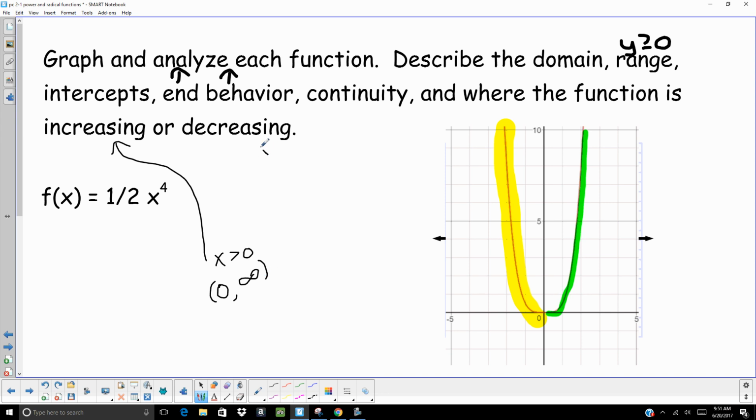And here, where it's decreasing, it's where x is less than 0. And if I want to put that in interval notation, it's from negative infinity to 0. And I'm using parentheses because you can never quite reach negative infinity, and 0 is actually the turning point.